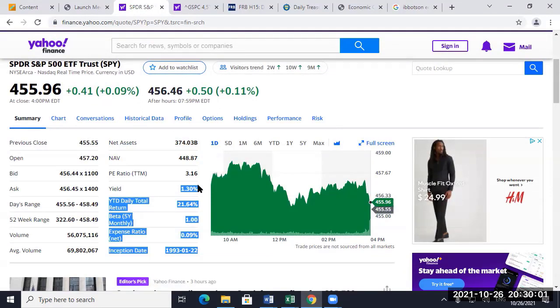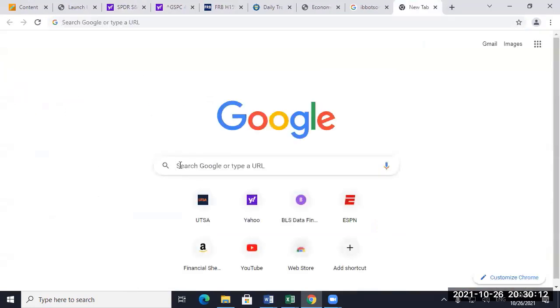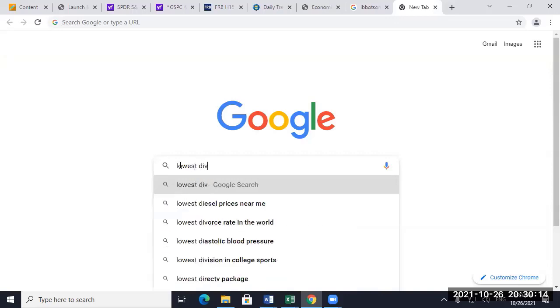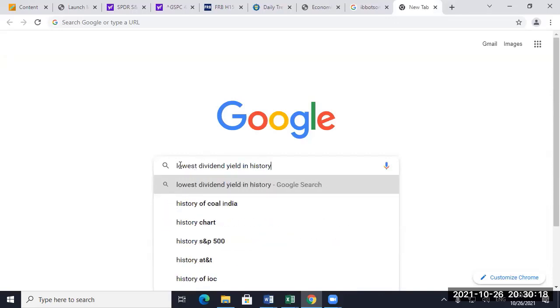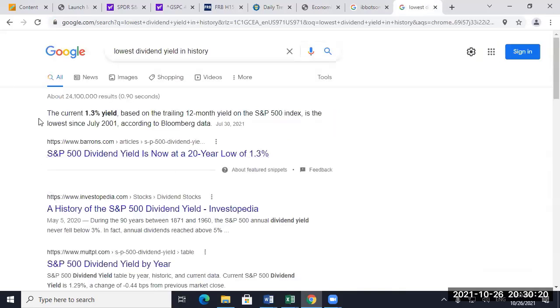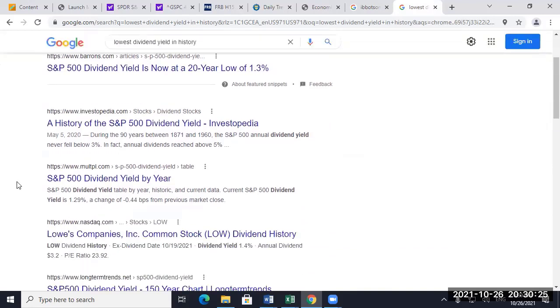Boy, maybe back in 2000 during the dot-com, we got down. I can't remember. I don't know what its lowest number is. Maybe Google knows. Lowest dividend yield in history. In India is the lowest since 2001. That's not all that impressive.